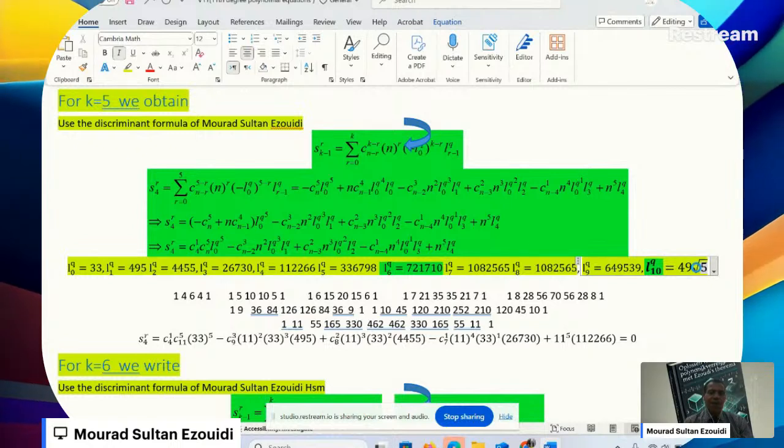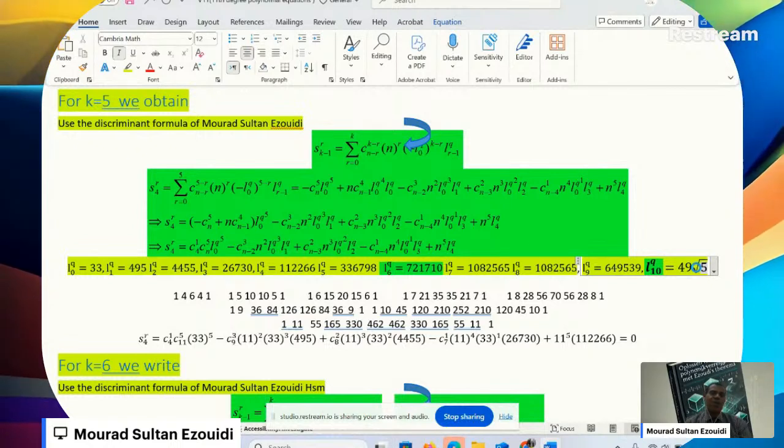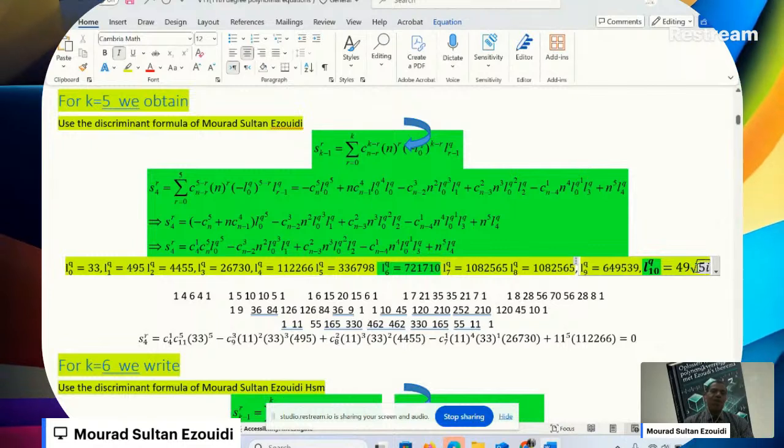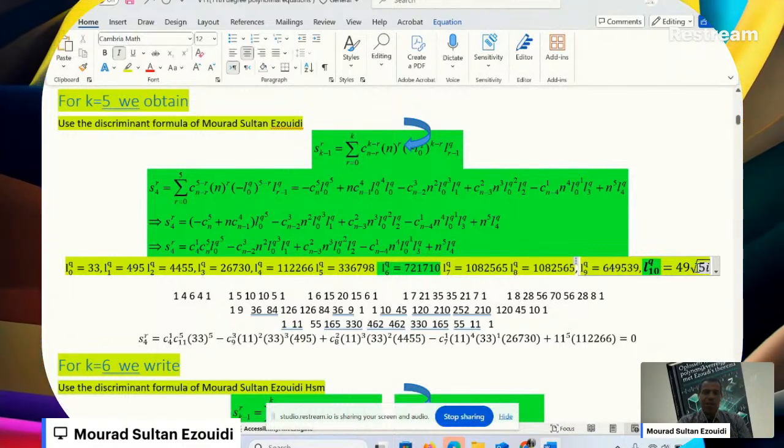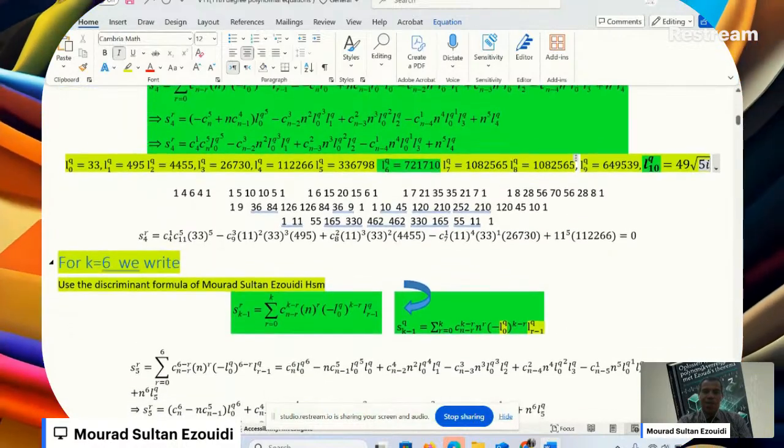Now, if you calculate S4, S4 here will give you the fifth coefficient of your new 11th degree polynomial equation. So now we should continue. So this one S4 is going to be equal to 0. I should continue to find what?